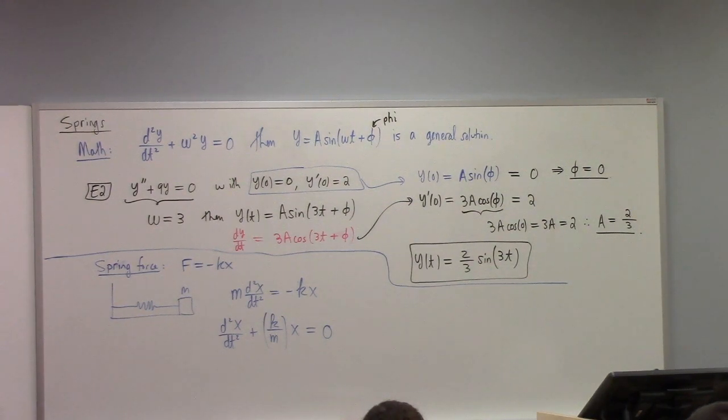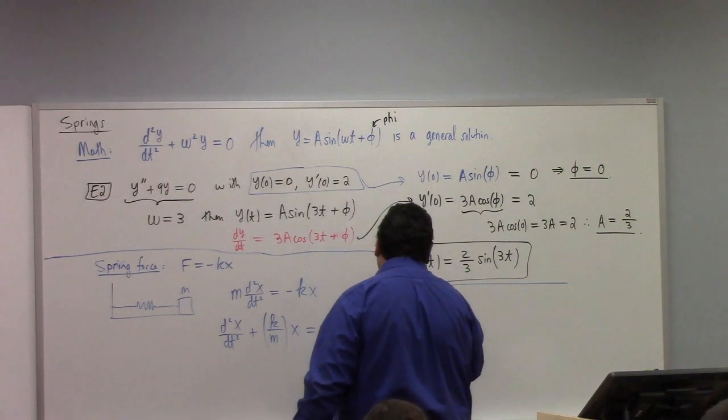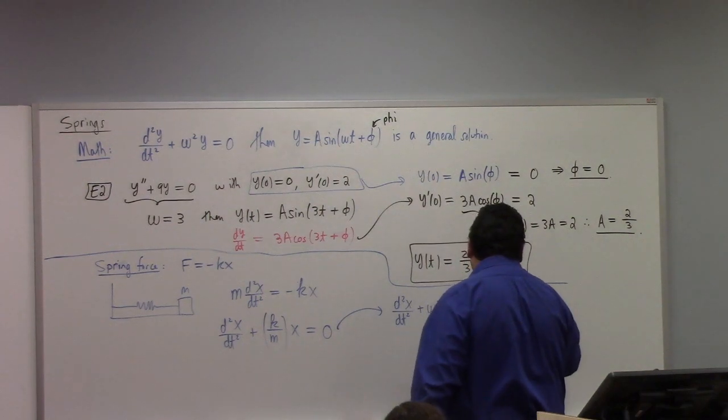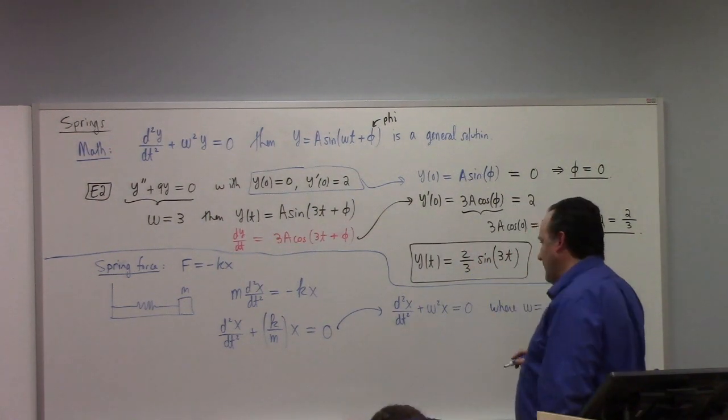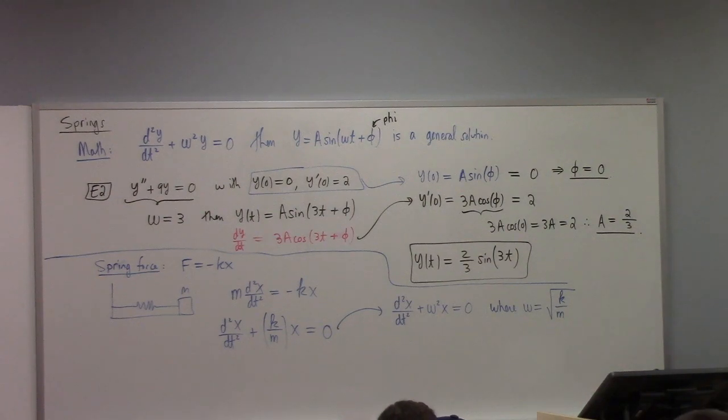So let's rewrite it so that it fits our standard template solution up here, right? So we've got d squared x dt squared plus omega squared x equals 0, where omega is the square root of k over m. All right? That's the spring mass problem. To solve it, we have to solve this second order differential equation, which isn't a big deal because you can just guess that the solution is a sine, right? And once we do that, well, let's write down the equation. What's the solution here?